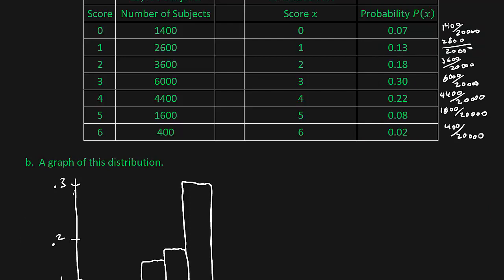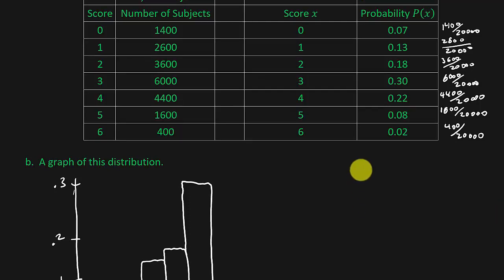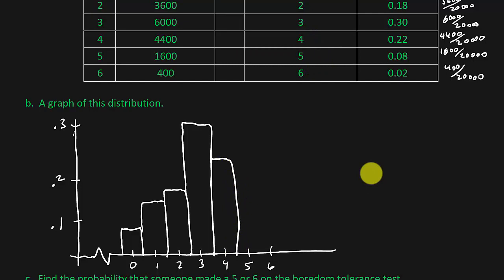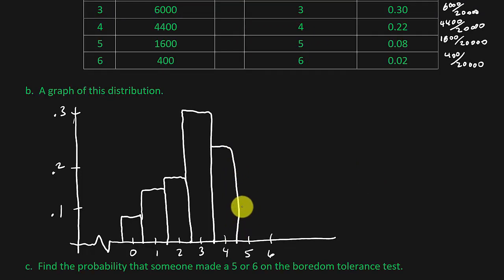And then we've got 0.22, which is going to be right here, at 4, a test score of 4. And then 0.08, so that's going to be a little higher than the 0.07. And then we've got 0.02, which would be about right in there. And so that would be a graph of the distribution.